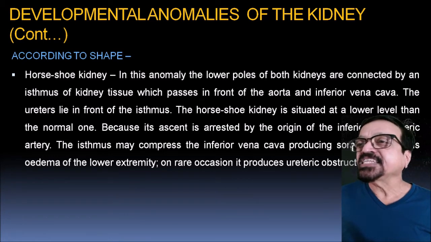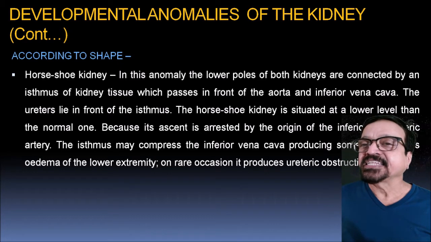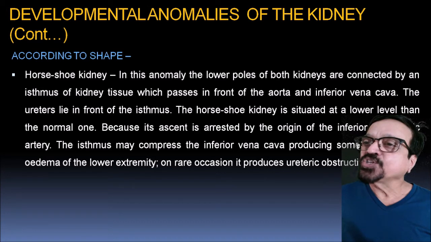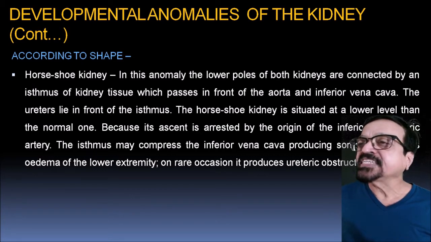The horseshoe kidney is situated at a lower level than the normal kidneys. Its ascent is arrested by the origin of the inferior mesenteric artery. So why the horseshoe kidney is lower than normal is because its ascent is arrested by the origin of the inferior mesenteric artery. So it is inferior to it. So this all is explaining its relations which we need in a Doppler examination.